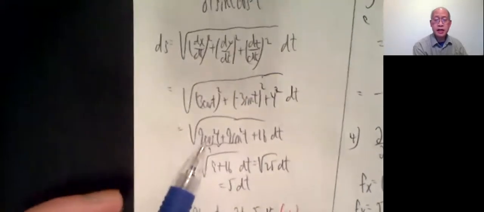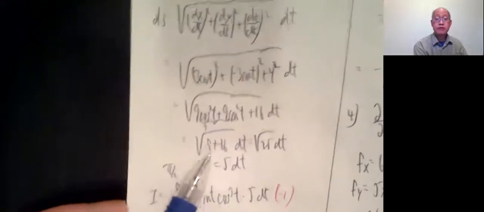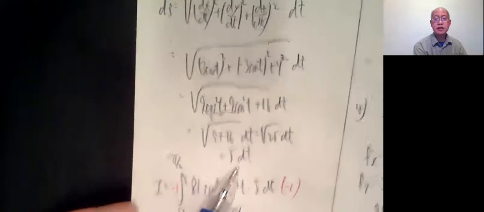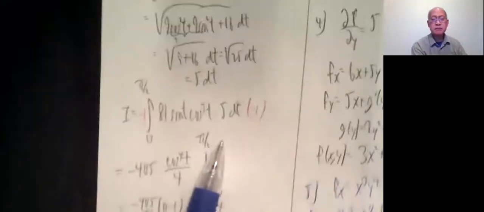This combination is 9, because if we factor out the 9, it's cosine squared plus sine squared. 9 plus 16 is 25. So I have the square root of 25 dt, or 5 dt. So I multiply by an extra 5. All of this came out to be 81 sine t cosine cubed t times 5 dt.